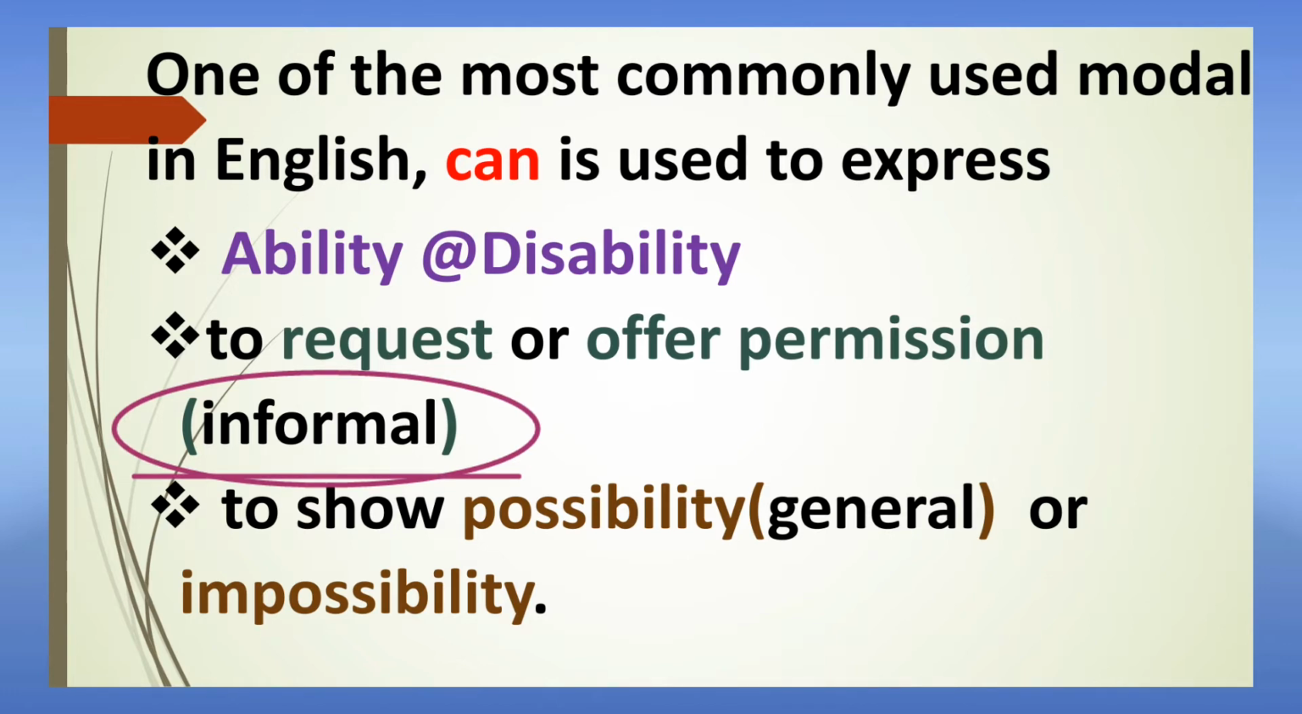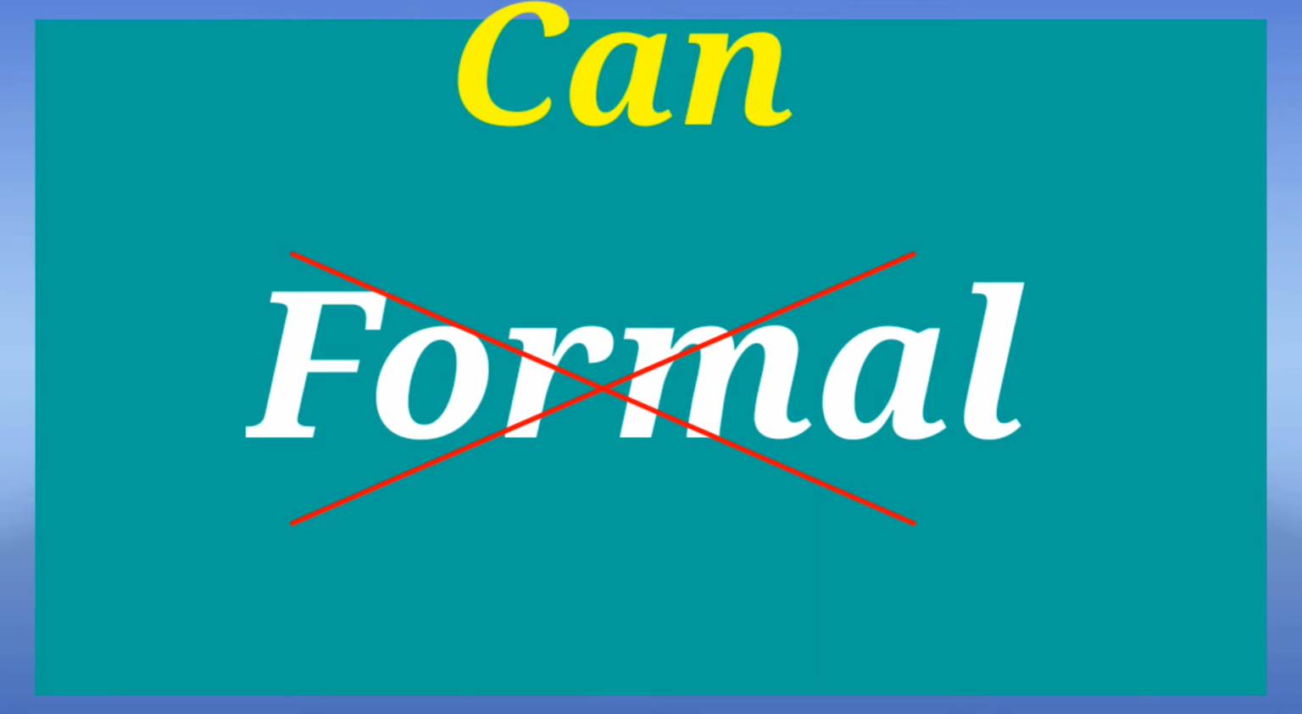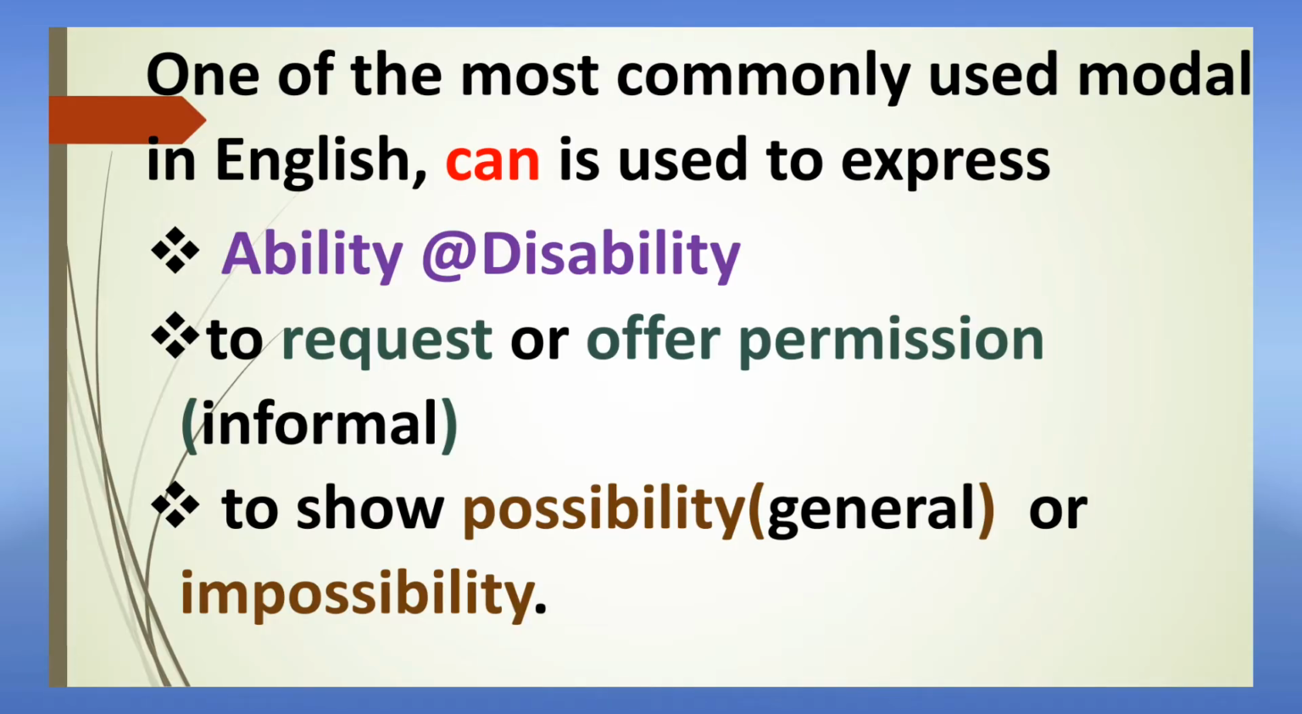Informal situation means a conversation between friends, a conversation between two friends, or among family members, or among your peers. Peers means the same group of people, the same age group. But only one condition we have to remember: the modal can is not used for formal situations like a conversation between teacher and students, or between teacher and principal.